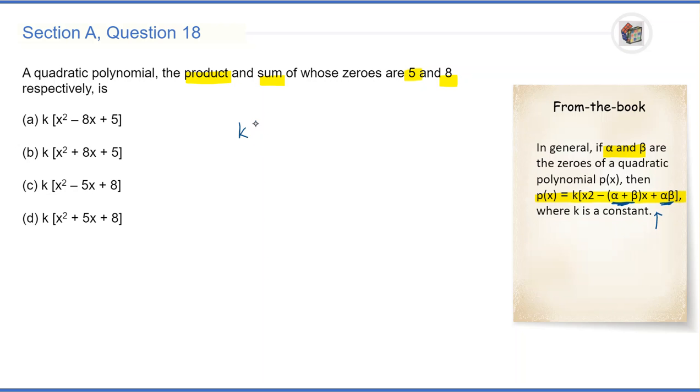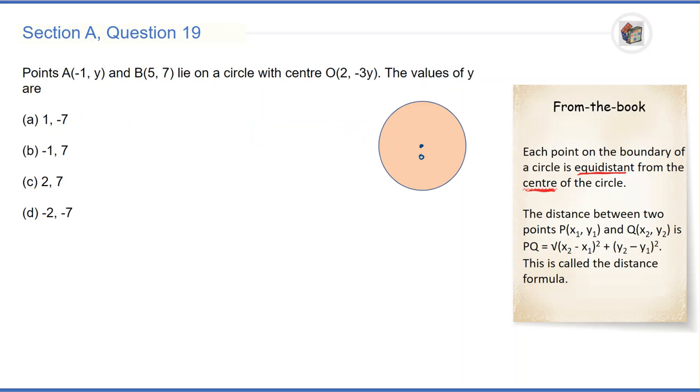So our polynomial is k times x squared minus alpha plus beta, which is the sum, and you know the sum is 8, so 8x, plus alpha beta, which is the product, and you know that is 5, so that comes here. Now this, when you see, matches with choice A. That's the correct answer.